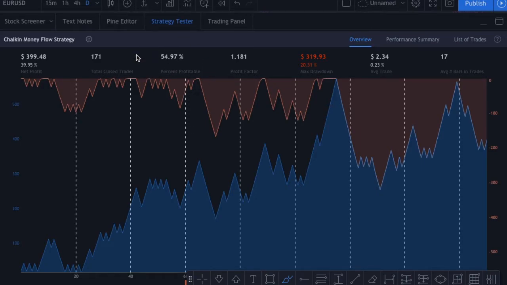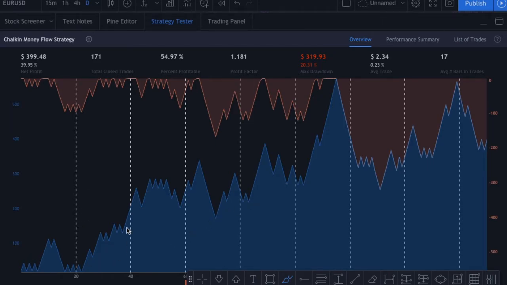As you can see here, your win percentage rate is 54.97. It's a fairly good line coming up. We do have a drawdown here of 20%, which is a pretty big drawdown considering that we only went up 40%, so about a 50% drawdown of what your profit was at the end. But overall, it's not bad.